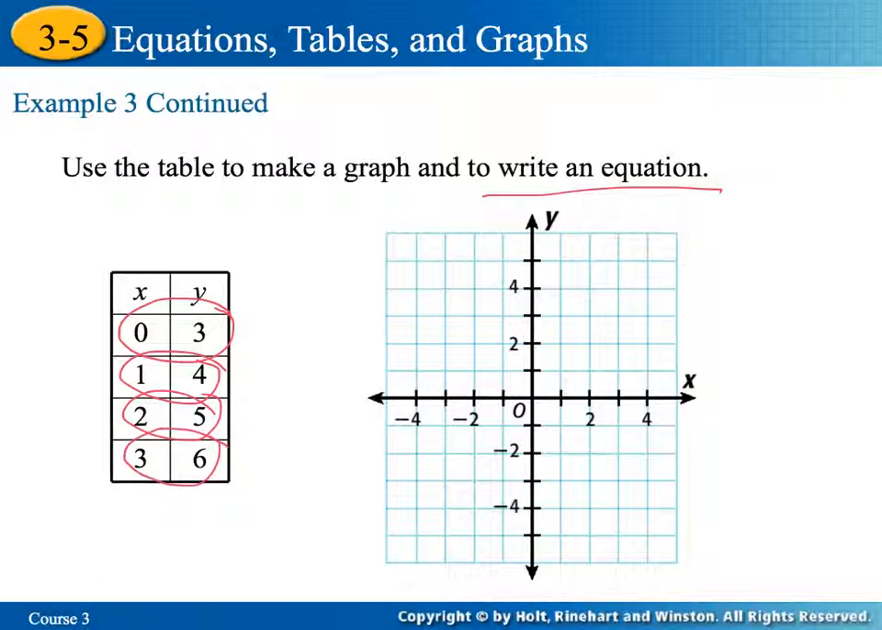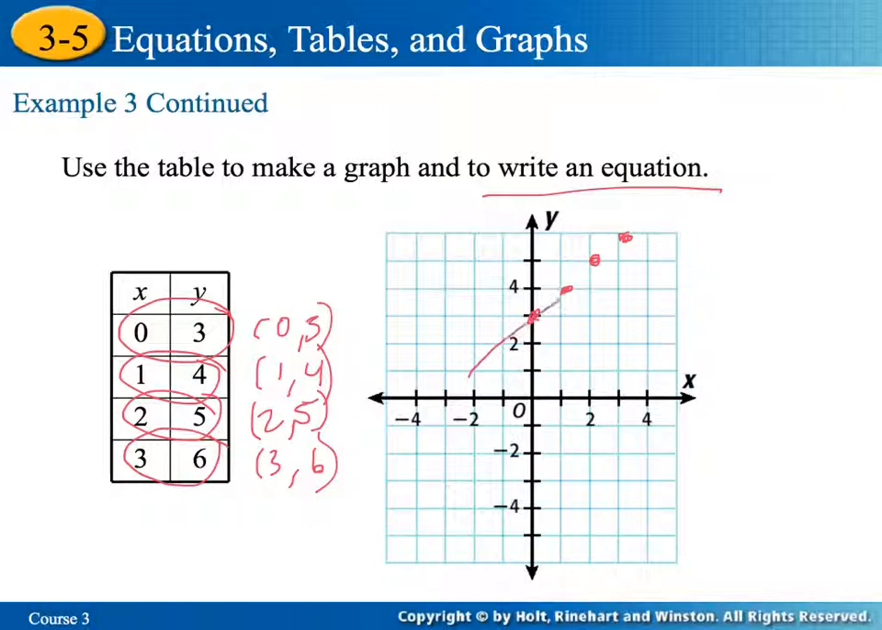On the very first one, I have a point of 0, 3. I have a point of 1, 4. I have a point 2, 5. And I have point 3, 6. All I'm going to do is graph them. I'm going to graph in between them. So I'm going to plug in 0, 3, and my graph will look like this. 0, 3, 1, 4, 2, 5, and 3, 6.